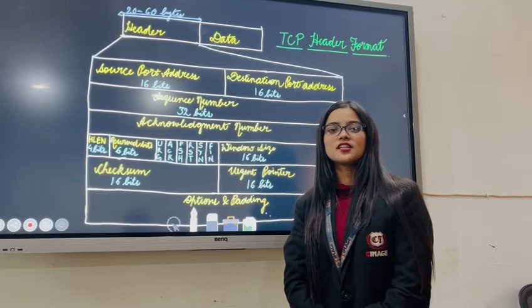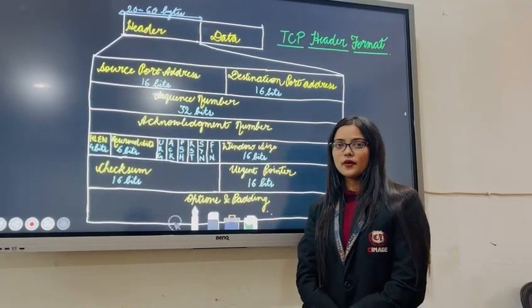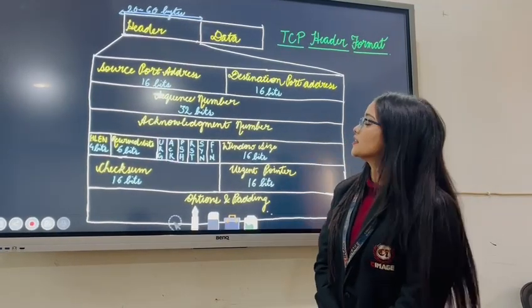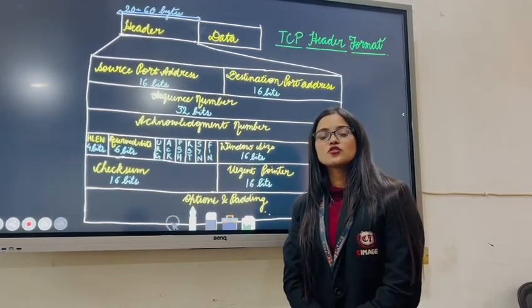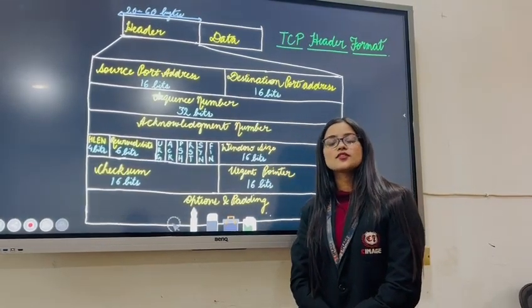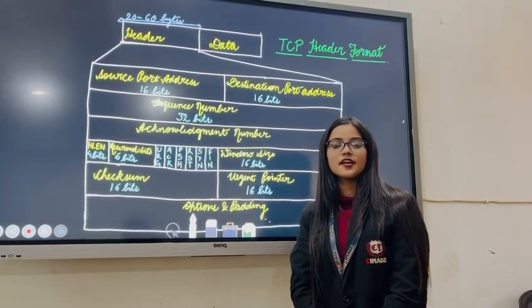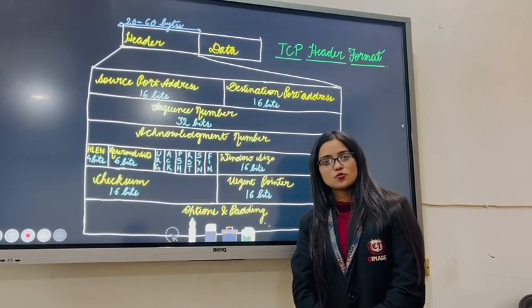Every TCP segment consists of a 20-byte fixed header format. In this, first I will explain source port address. It is a 16-bit source port number which is used by the receiver to reply. It defines the port of the application which is sending the data. So this will contain a source port address.